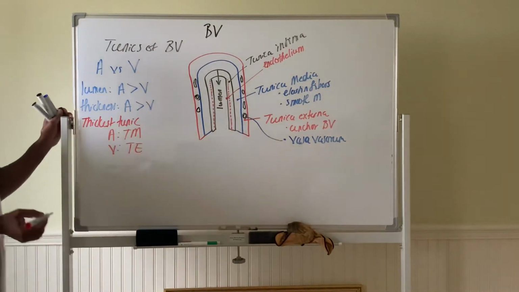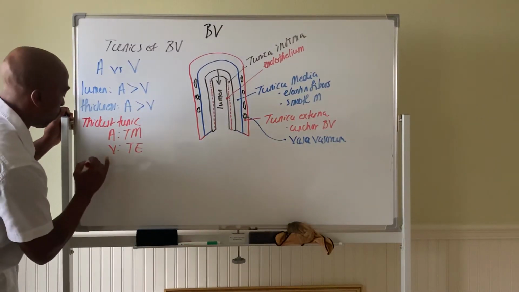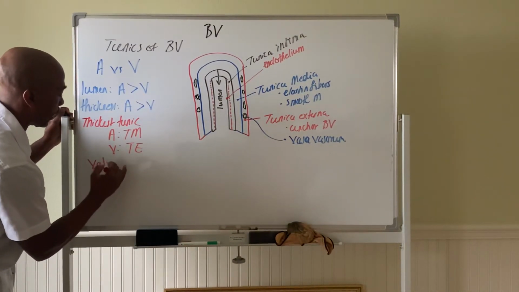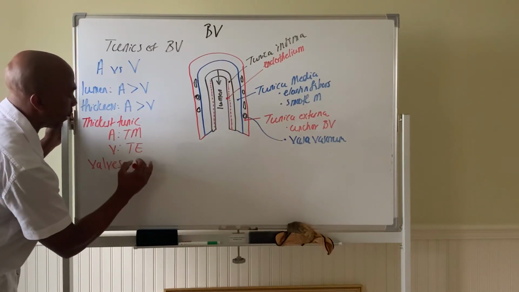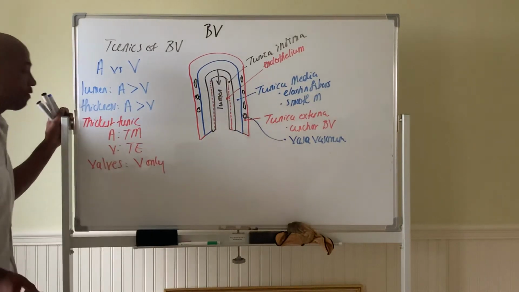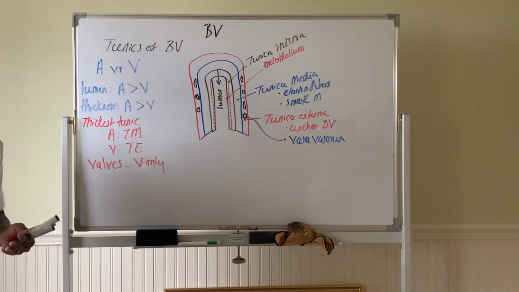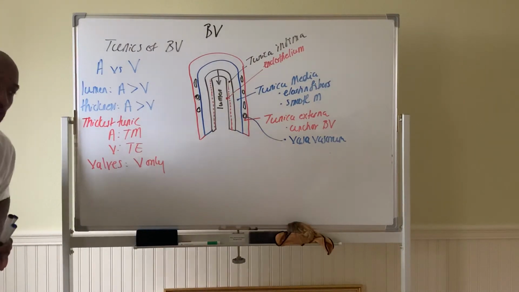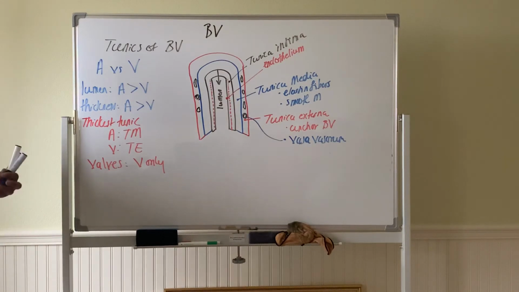All right, keep going with the comparison. Next we'll do valves. Which vessels contain valves? Only the veins contain valves. There are no valves in arteries because the arteries already have the blood pressure behind them, from the heart, to push the blood out. The veins don't have that blood pressure, so they need valves to help get the blood back in one direction towards the heart.